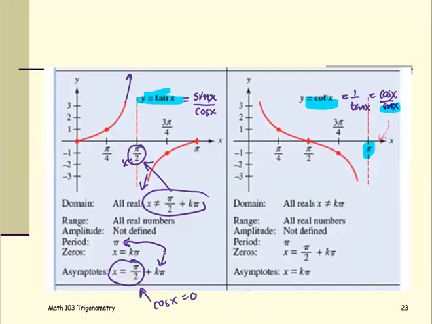Based on the graph, the domain is the set of all real numbers except at x equals the asymptotes of the graph, which are at the multiples of pi.